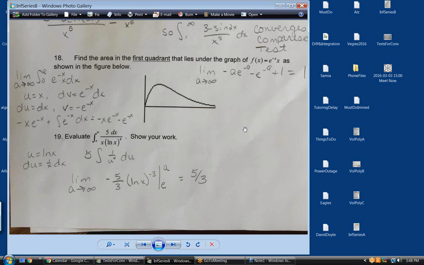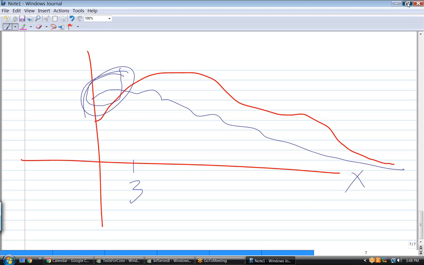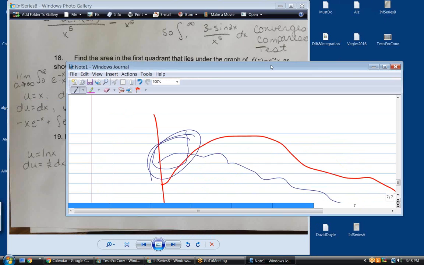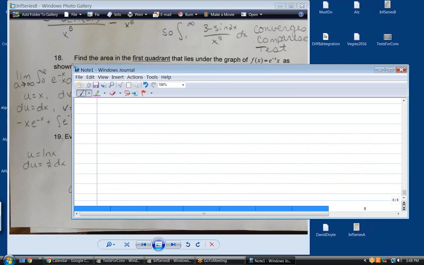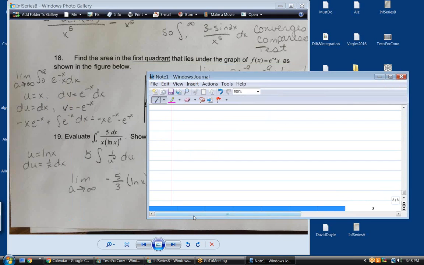Find the area of the first quadrant. Well, that's the integral from 0 to infinity, right? Yeah. Or, as they put it, from 0 to a, taking the limit as a goes to infinity. Well, what's this method that they're using here called? U substitution? Actually not. This is integration by parts. Integration by parts is no easy thing to get a handle on.